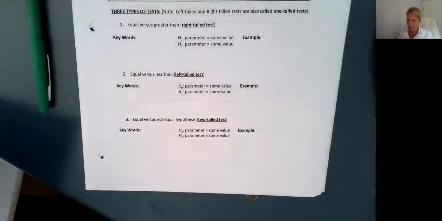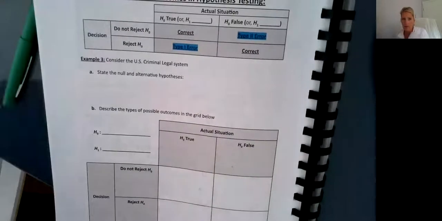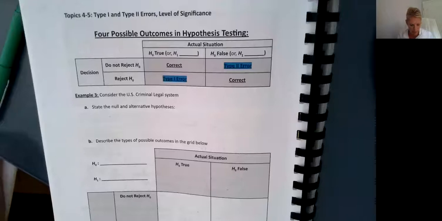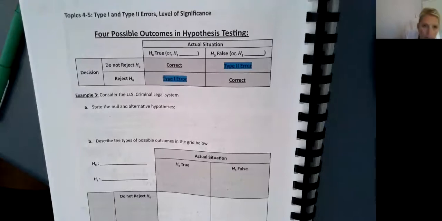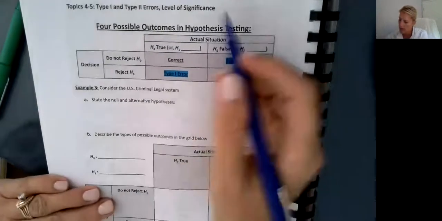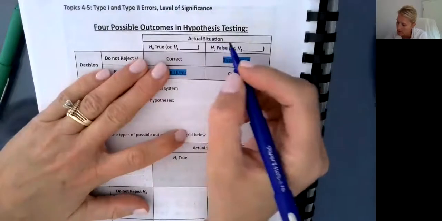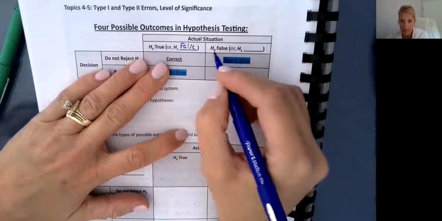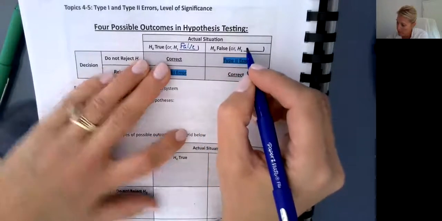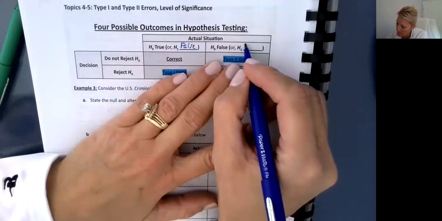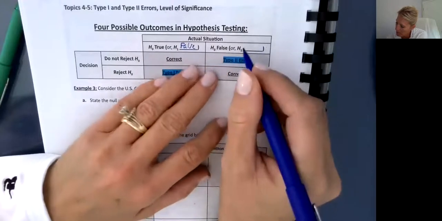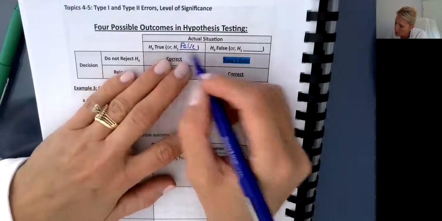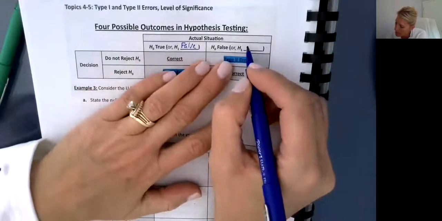Page 226. We have a little table here of our 4 possible outcomes in hypothesis testing. We have H0 is true, or H1 is false. And here H0 is false, or H1 is true. So if H0 is true, H1 is false. If H0 is false, then H1 is true.